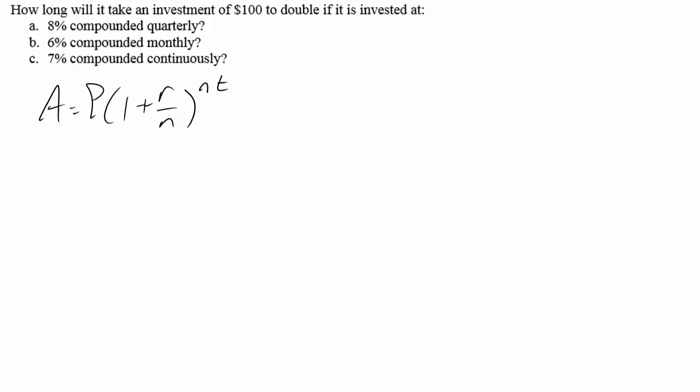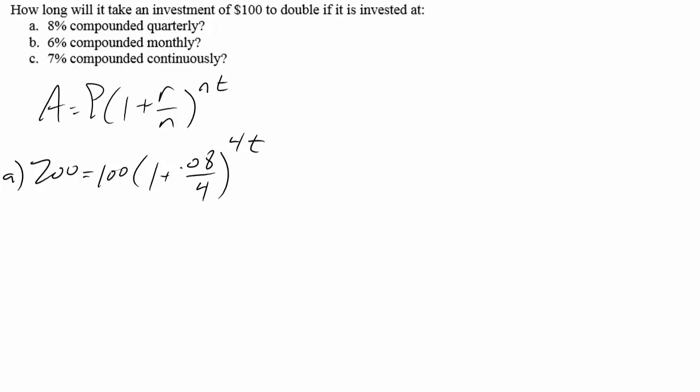So for $100 to double, that'll put the amount at $200 for part A. And so we'll start at $100 here with our 1 plus our interest rate of 8%, 0.08 compounded quarterly, so that'll be 4 times per year, raised then to the 4t power.